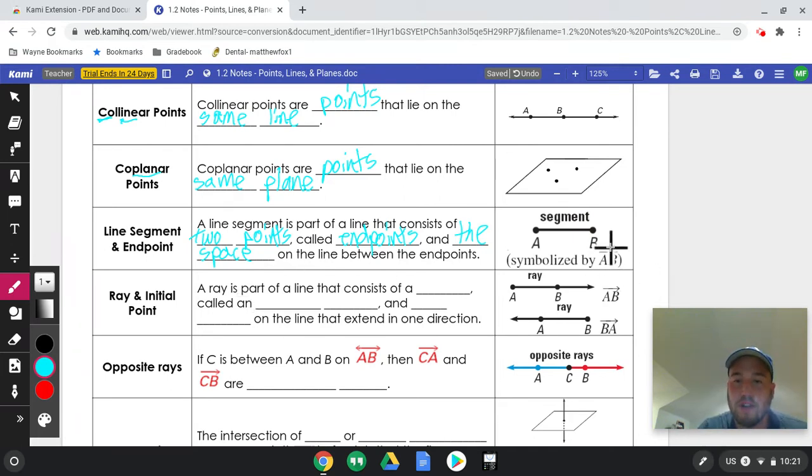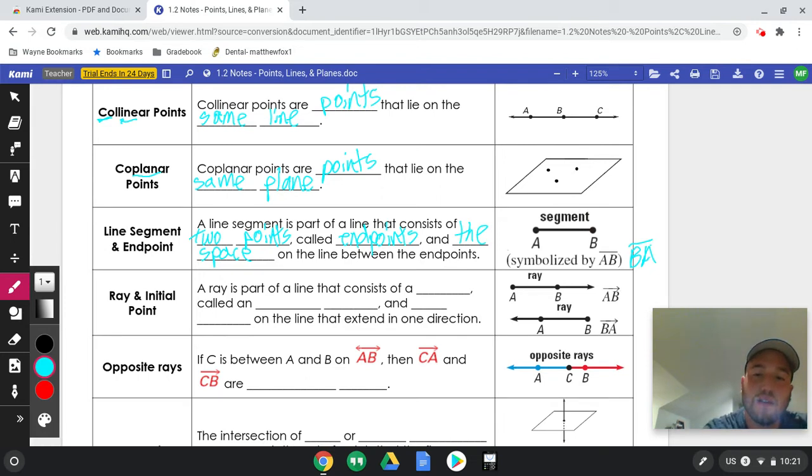Now likewise with a line, AB could also go the other way and be BA. With a segment, order does not matter either. Now our next one, ray. For this one, order is crucial. A ray is going to start somewhere. It's part of a line and it consists of an initial point, a point that's known as our initial point. And if you think about your initials, for example, Matthew Fox, my initials are MF. It's the starting letter where each of my names begin.